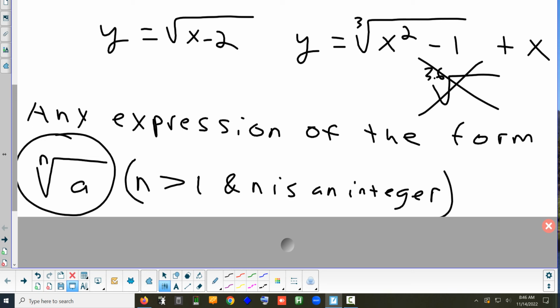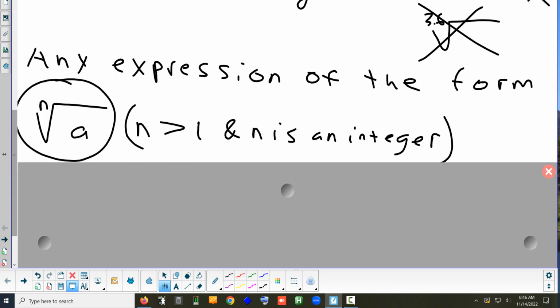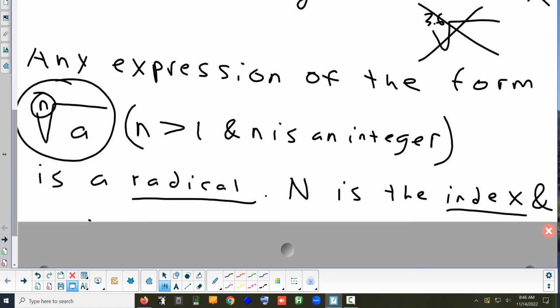So you could do a cube root, or you could do a fourth root, but there's nothing in between a cube root and a fourth root. There's no 3.6 or anything like that. And this number also can't be a negative. The smallest that it can be is a 2. Then it can go up from there without any fractions or decimals. So 3, 4, 5, 6. Okay, so this thing that I have circled is called a radical.